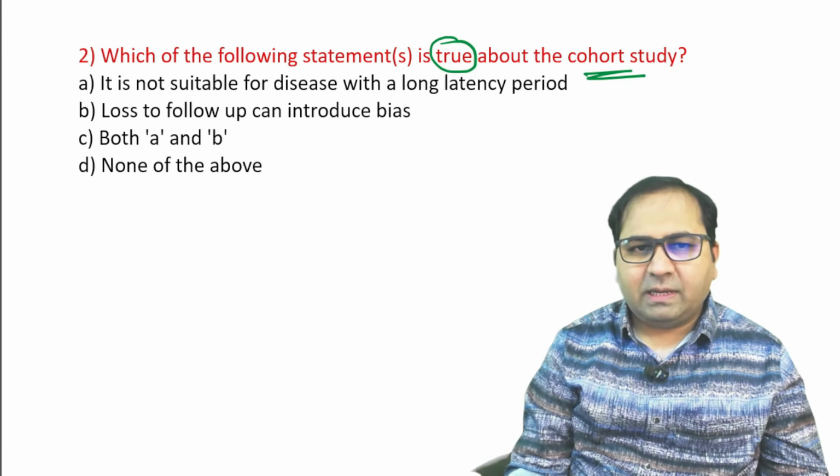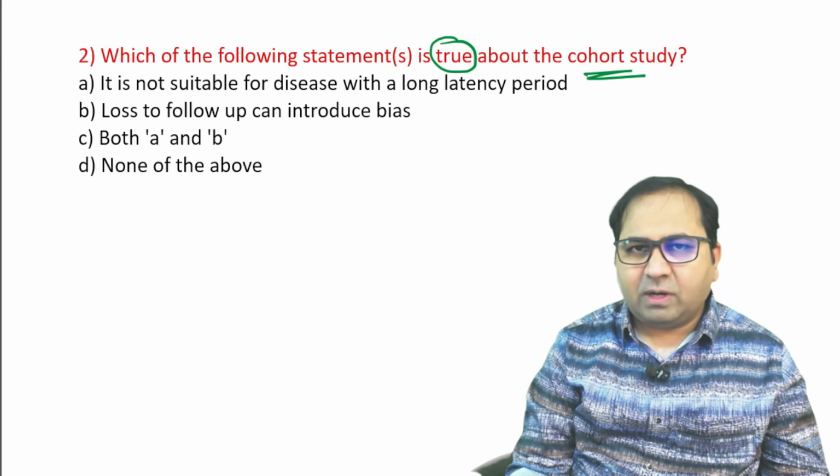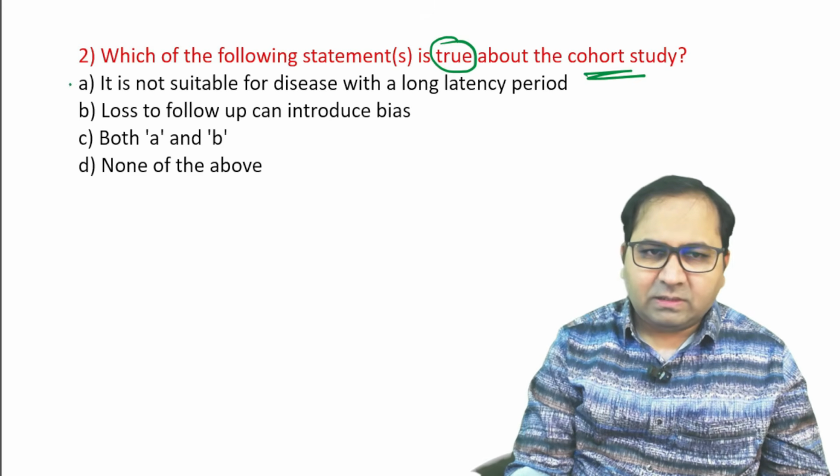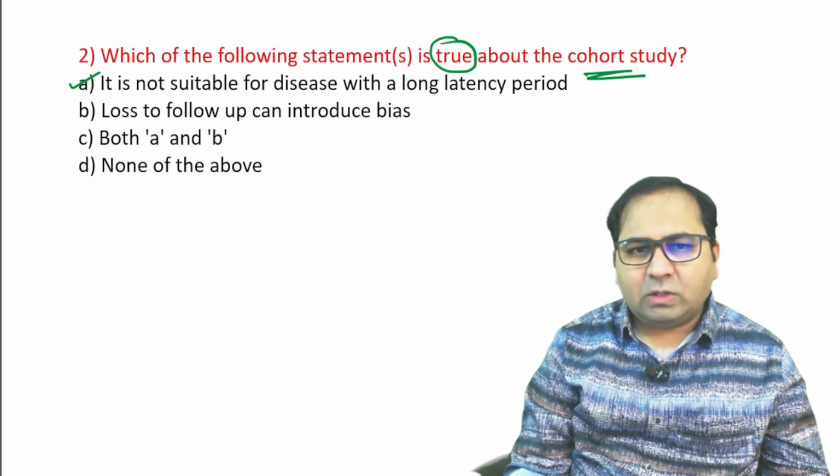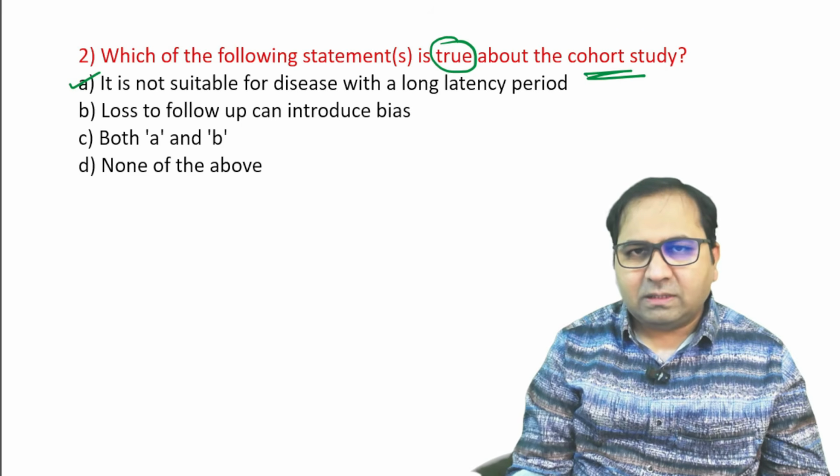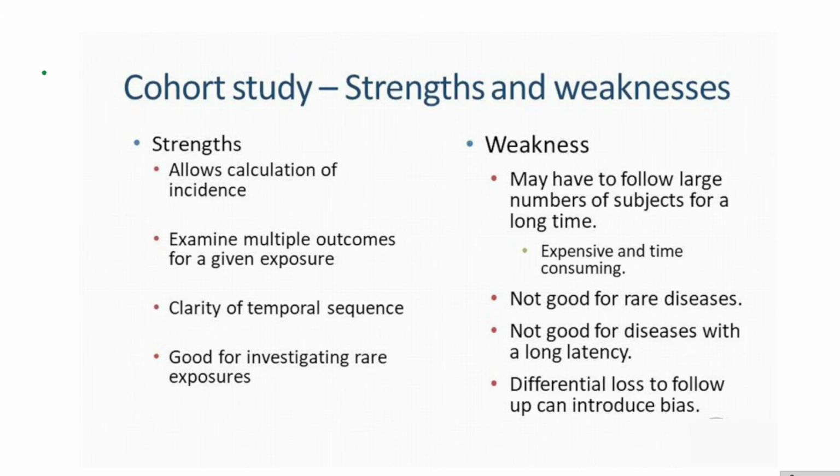So let us see the options again. That it is not suitable for the disease with a long latency period. Yes, it is a true statement. And loss to follow-up can introduce bias. Yes, even this is a true statement. Now let us see this chart regarding the cohort study strengths and weaknesses. These are the strengths and these points are regarding the weaknesses. Each and every point has been asked as a question previously.